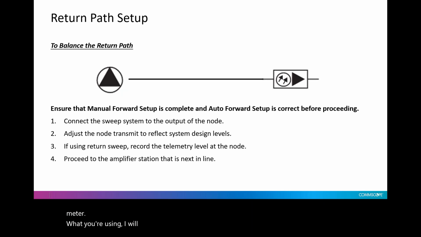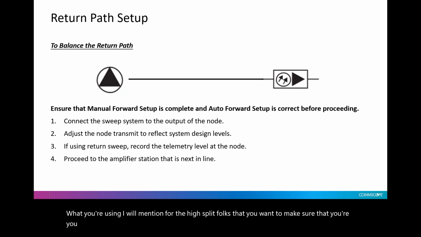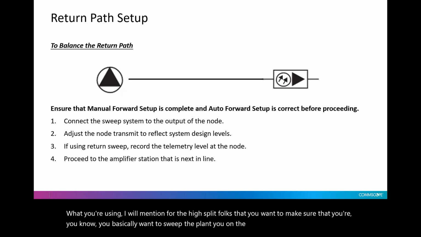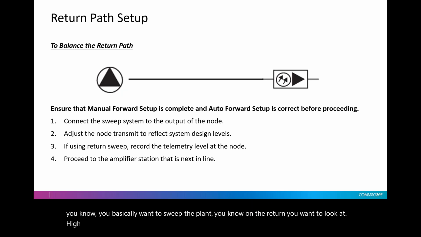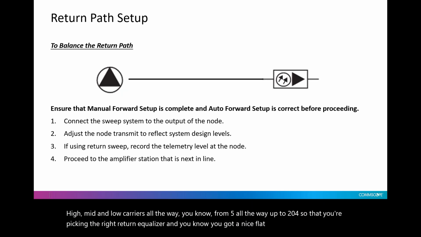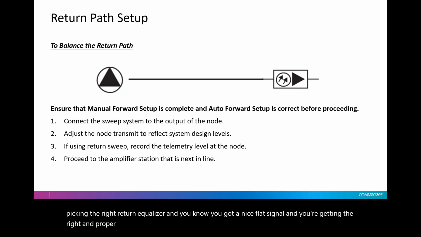I will mention for the high split folks that you basically want to sweep the plant on the return. You want to look at high, mid, and low carriers all the way from 5 all the way up to 204, so that you're picking the right return equalizer, and you've got a nice flat signal, and you're getting the right and proper output level.